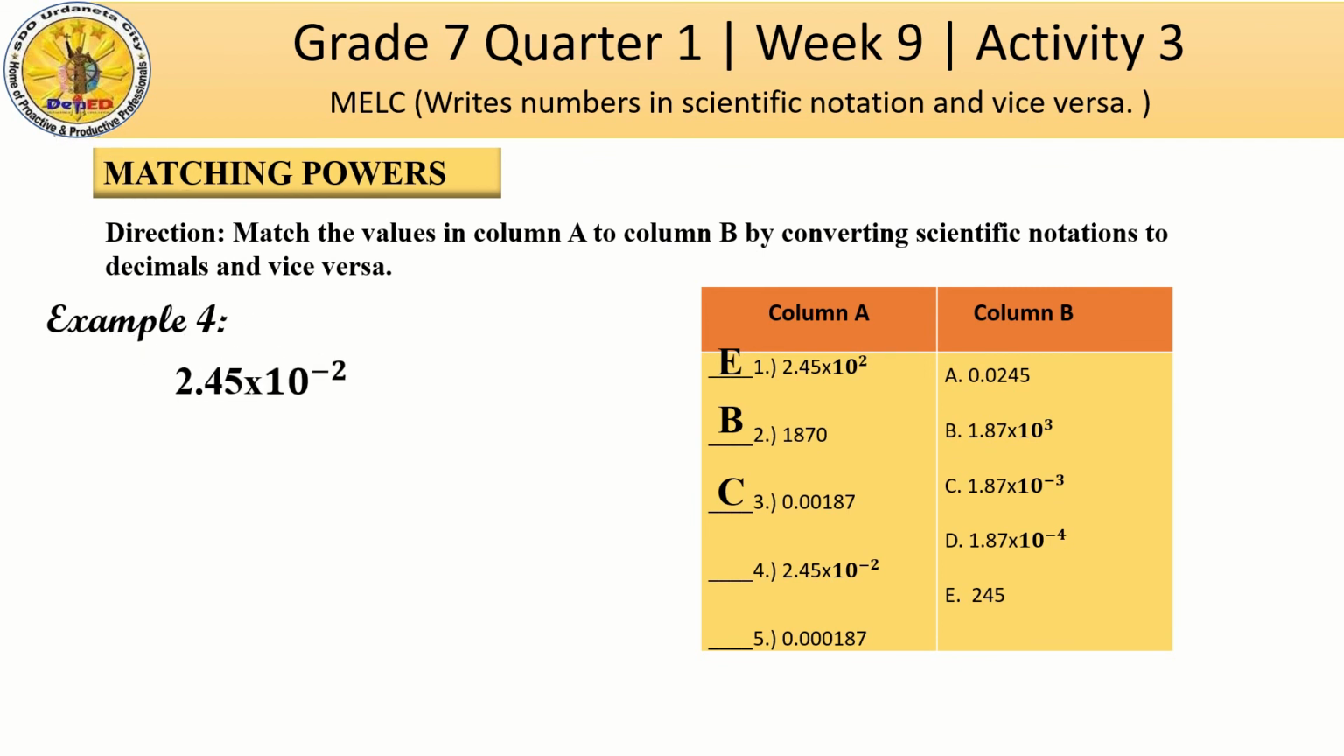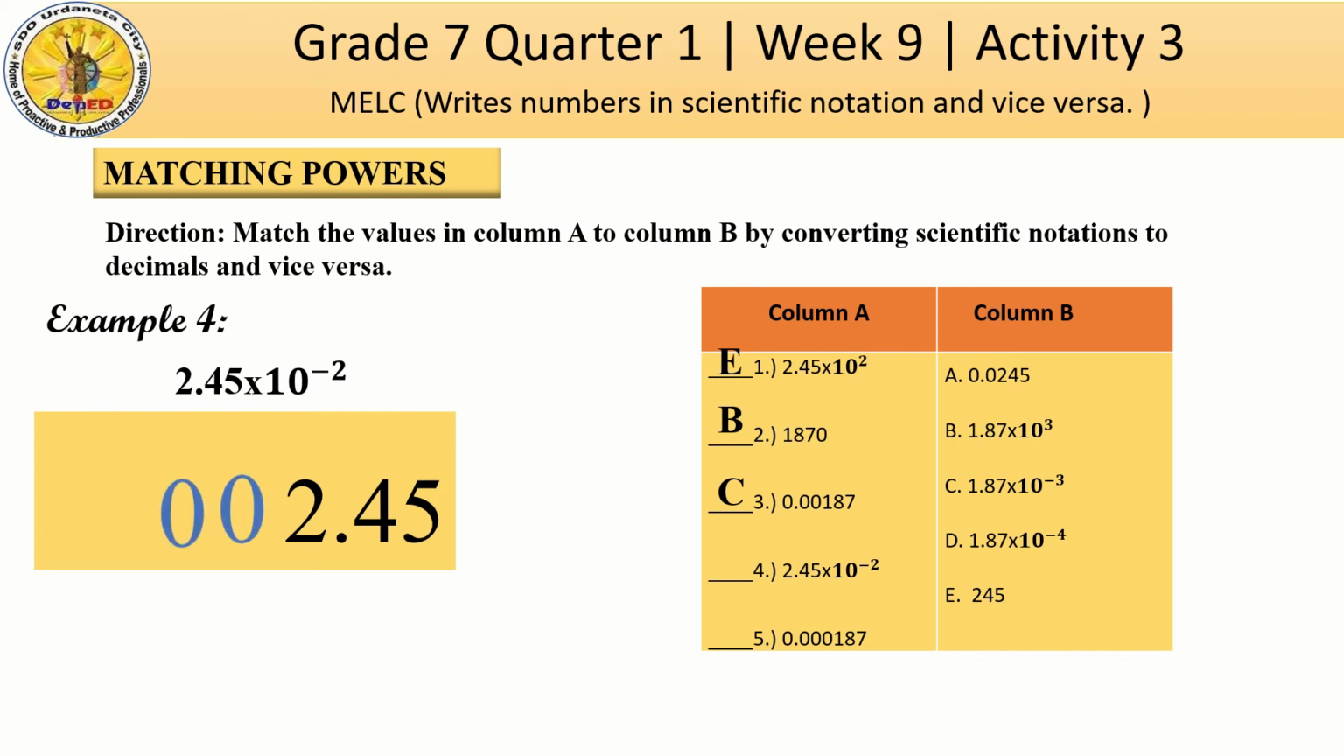Number 4. 2.45 times 10 raised to negative 2. Write down first 2.45. Since the exponent there is negative, the movement is to the left. 1, 2. We now have 0.0245. What letter is that? It is letter A.